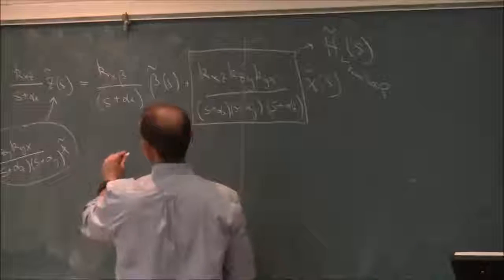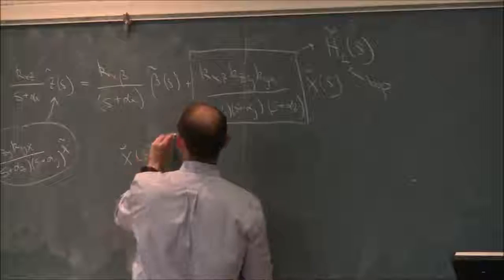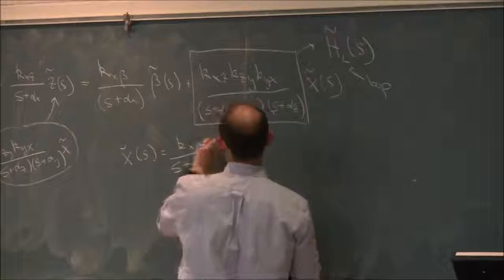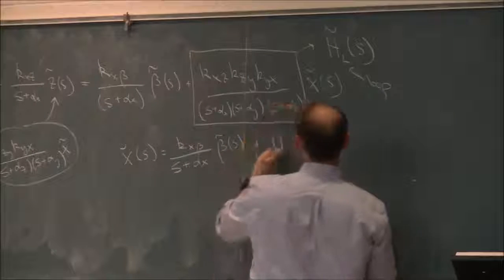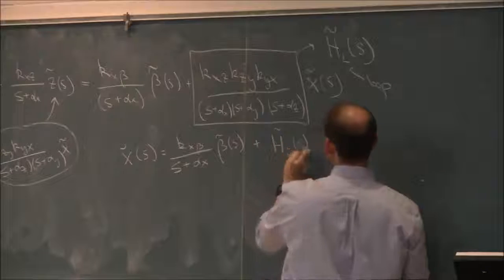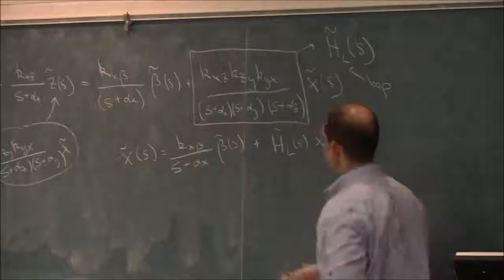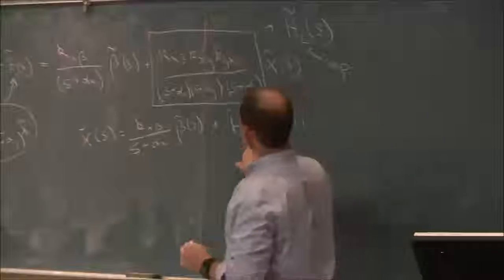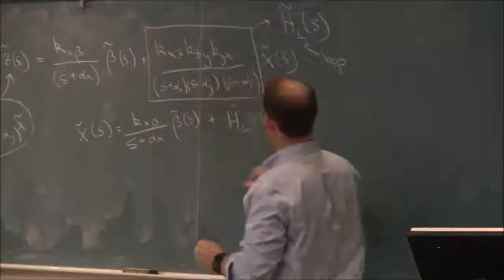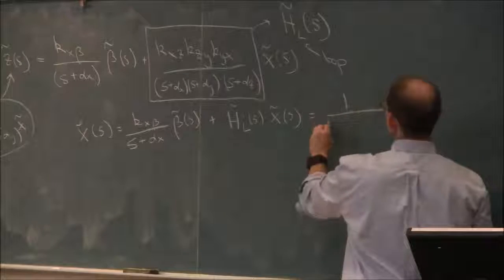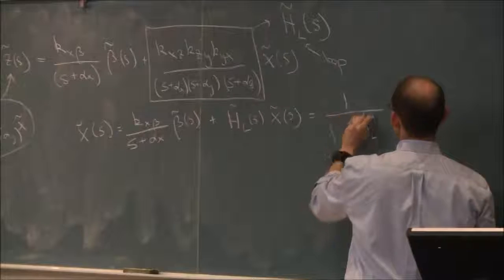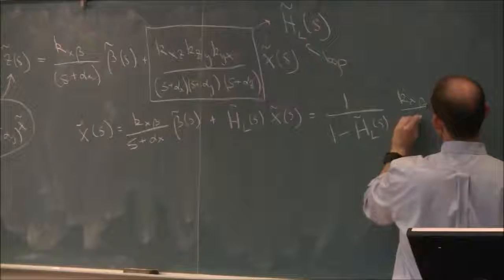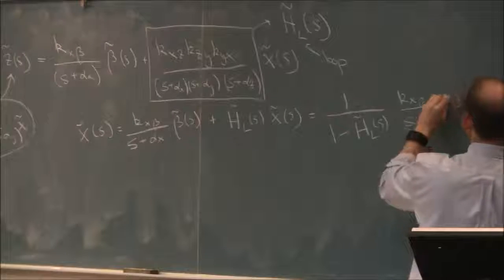So then, all right, X of s is equal to k_x beta over s plus alpha_x, beta of s, plus the response function through the loop times X. And then we'll just bring this term to this side and then divide by 1 minus H_L. So we get 1 over 1 minus H_L, k_x beta over s plus alpha_x, beta.